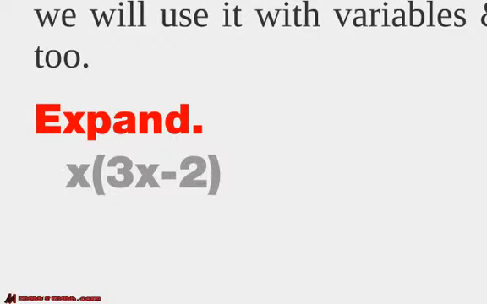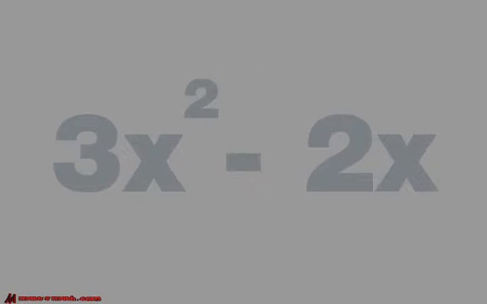So let's expand this one. Let's do the opposite of factoring, and let's expand it. So take the x, multiply it by the 3x, and then take the x and multiply it by the 2. We multiply it by both of those, and what do we get? 3x squared minus 2x.